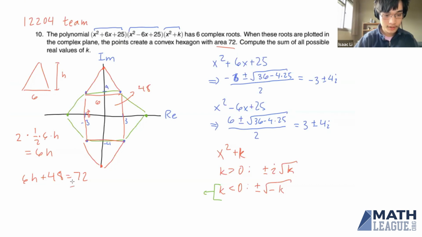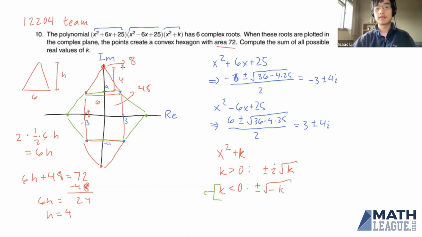72 minus 48 is equal to 24. 6h equals 24, so h equals 4. So this height is 4, so 4 plus 4 is 8. This point here should be 8. And so our solutions for the case where k is greater than 0 should be 8i and -8i. So k here should be equal to 64. So k equals 64 in this case.